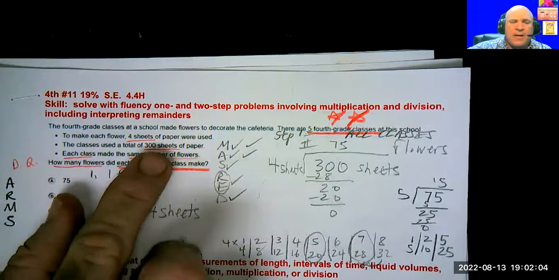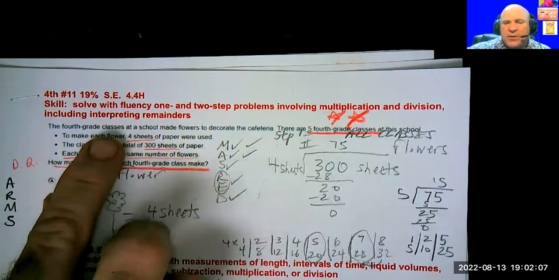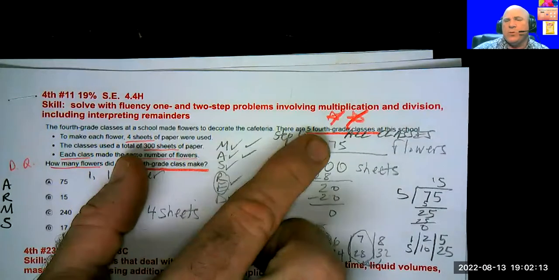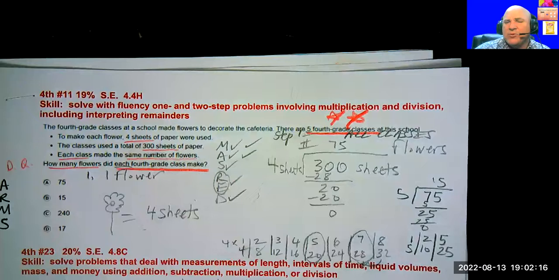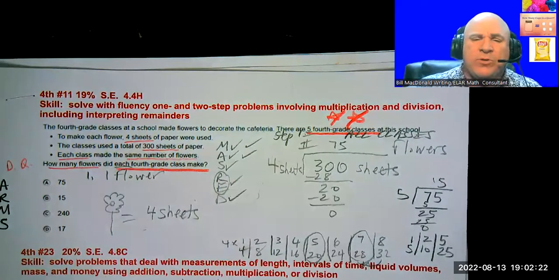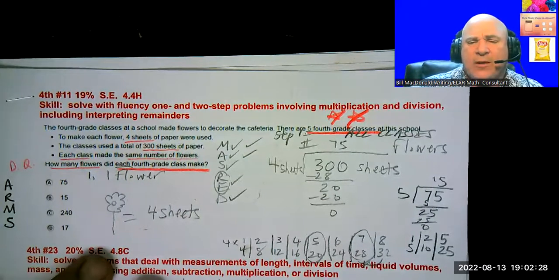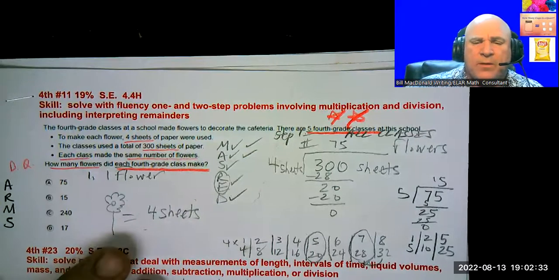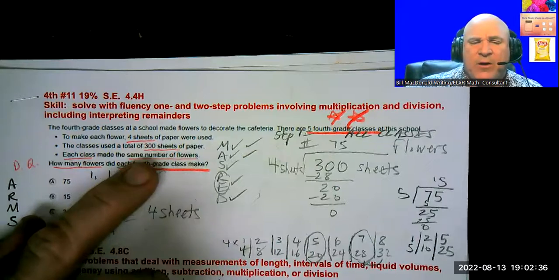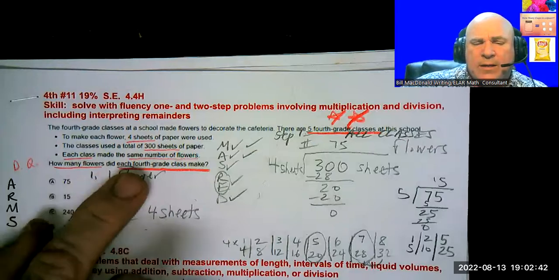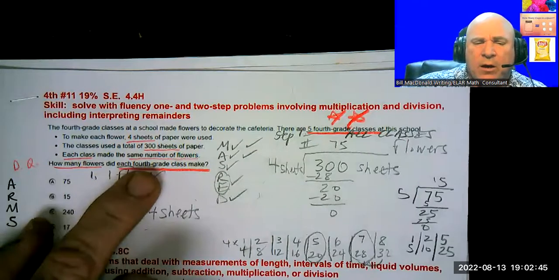Here we go. The fourth grade classes at a school made flowers to decorate the cafeteria. There are 5 fourth grade classes at the school. So if all 5 classrooms are making flowers, we've got to figure out how to use the information that's given based on 5 classrooms, because the question is asking about every single one of those 5 classrooms. How many flowers did each class make? So you can tell your kids, before I can find out how many one class made, I've got to figure out how many all of the classes made.